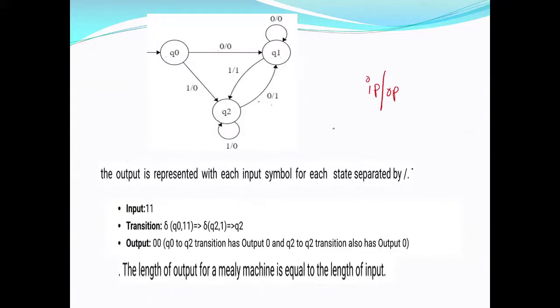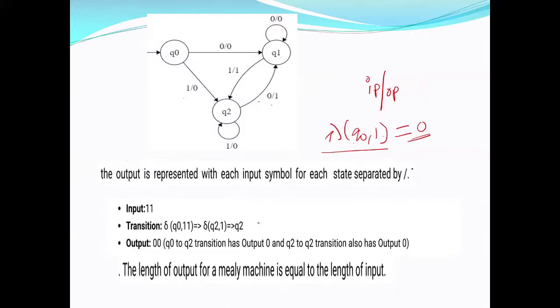You can see, this is what you have to write: lambda of q0 comma 1. What is q0 comma 1? q0 on 1 goes to q2. What is the output? The output is 0. So lambda of q0 on 1 is 0. Delta is the transition function and lambda is the output function. So for q0 on 1, whenever your Mealy machine makes a transition from q0 to q2 on 1, it will give you an output of 0. That is the meaning.